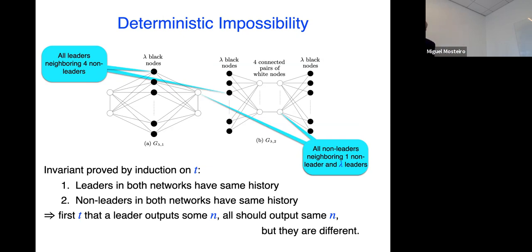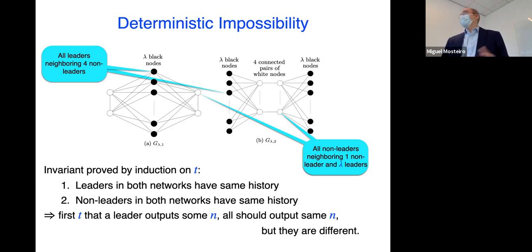And the result applies even for static networks. I mean, these networks are static. We don't change the topology. Given that they have the same neighborhood, they have the same history. So we will prove this invariant, that leaders in both networks have the same history, and non-leaders in both networks have the same history. Of course, leaders and non-leaders have different histories, but in each group, all have the same history.